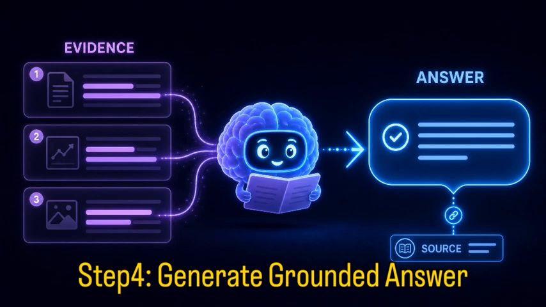So RAG does not make an AI magically truthful. Remember this. It gives the model better evidence to work with. The model can still misunderstand the context, and the retrieval system can still bring back the wrong passage, but grounding the answer in relevant sources can greatly improve usefulness and freshness.